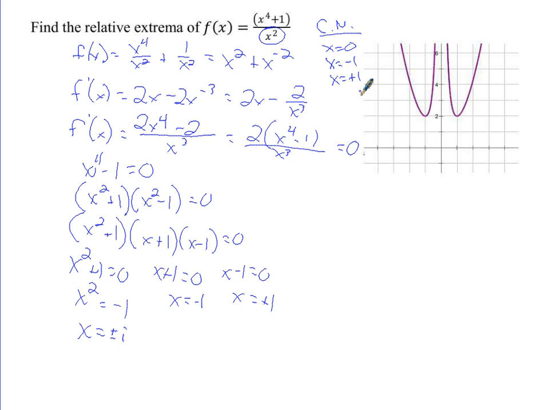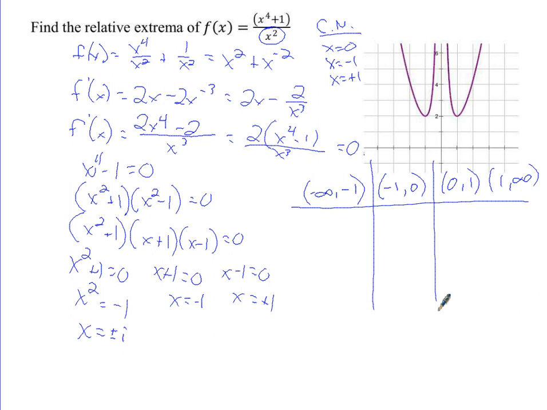Okay, so now what happens? Make your table. So set up the intervals, and we're going to use interval notation. So I'll start with negative infinity to negative 1, and then negative 1 to 0, and then 0 to 1, and then 1 to infinity.